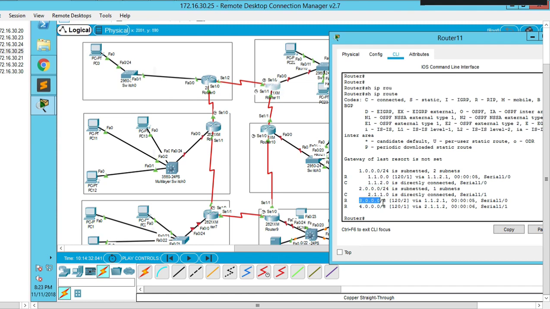The 3 network it knows via 1112, which 1121, which is this interface right here. And finally the 4 network via the 2112, which is this network right, or this interface right here. I think which one it is. I think it's this one here. So yeah.